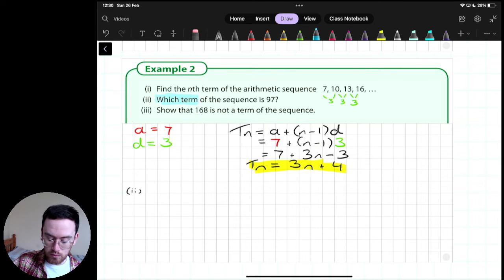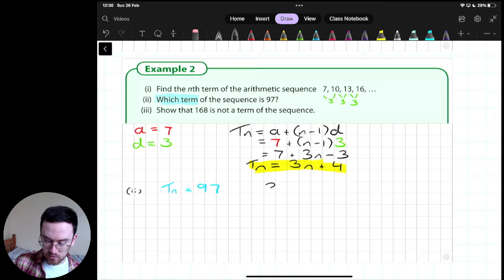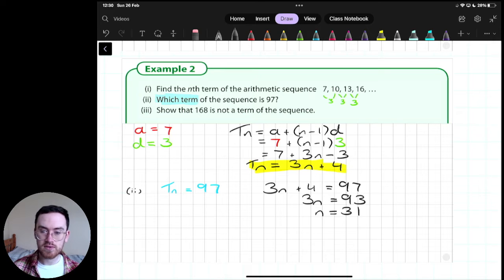So what we're being told is Tn is equal to 97. So for some value in our sequence, one of our terms, the answer is 97. What we need to do is take our Tn formula, 3n plus 4, and put it equal to 97. So 3n is equal to 93, and n then is 31. So what that means is the 31st term in the sequence has a value of 97.